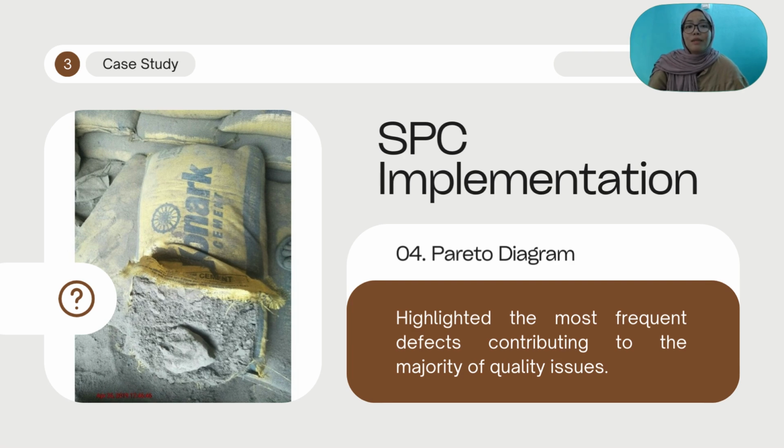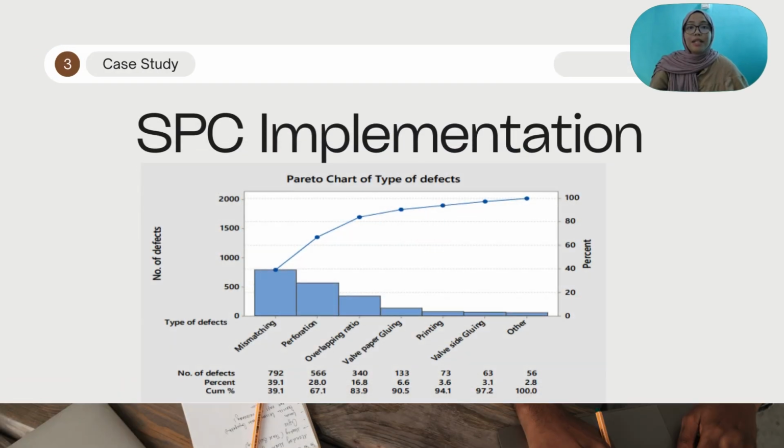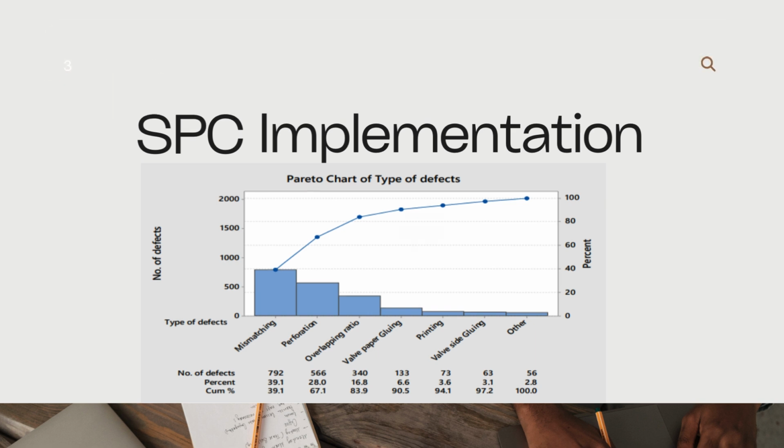The next SPC implementation is using the Pareto diagram as the quality control tool. This diagram highlighted the most frequent defects contributing to the majority of quality issues. The Pareto chart presented the different types of defects, including the mismatching of the triangular pockets, vent hole perforation, the overlapping ratio of the bag, valve paper gluing, printing, valve side gluing, and other defects. The most frequent defects contributing to the majority of quality issues are the mismatching of triangular pockets, vent hole perforation, and the overlapping ratio of the bags.